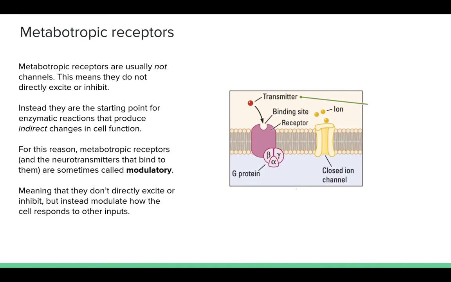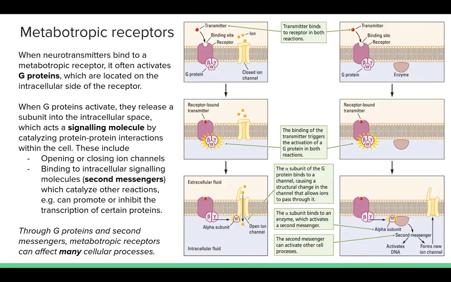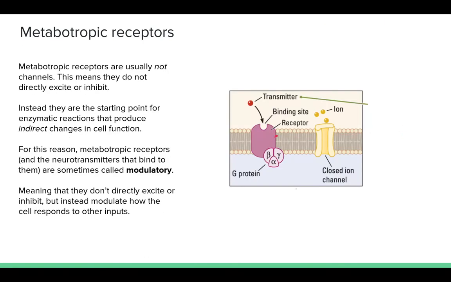And for this reason, because they have indirect effects, very often we say that the effects of metabotropic receptors are modulatory, meaning they're not directly acting on the cell, they modulate something else that's going on in the cell. You'll see the book gives an example of probably the most common kind of metabotropic receptor, which is called a G protein coupled receptor. And what the heck is a G protein?